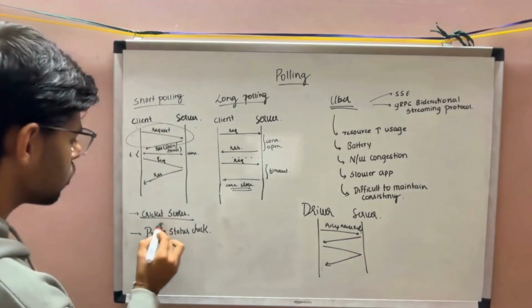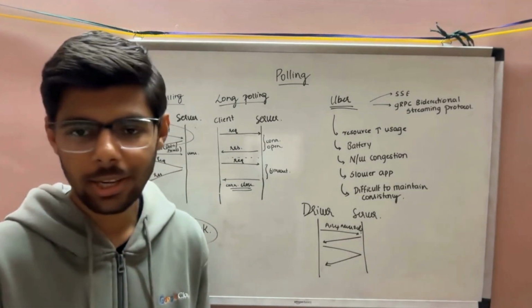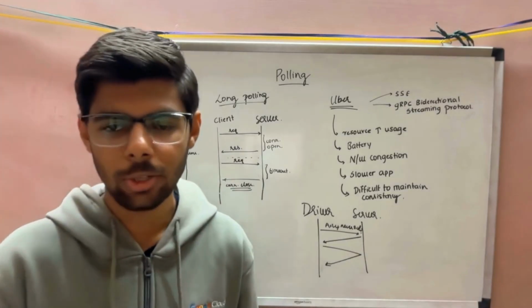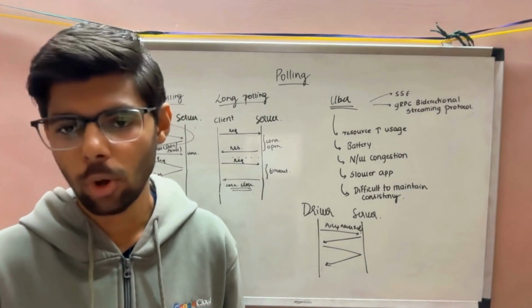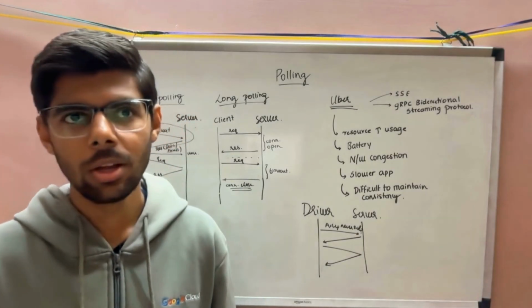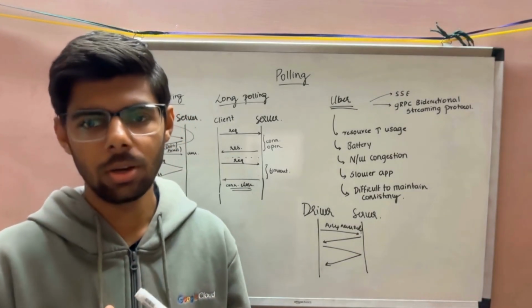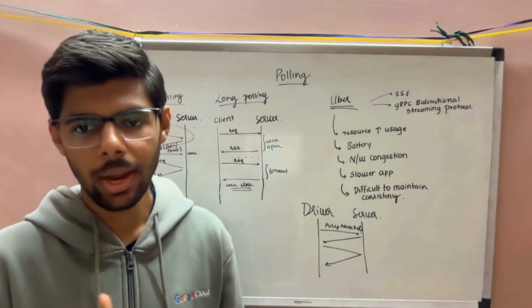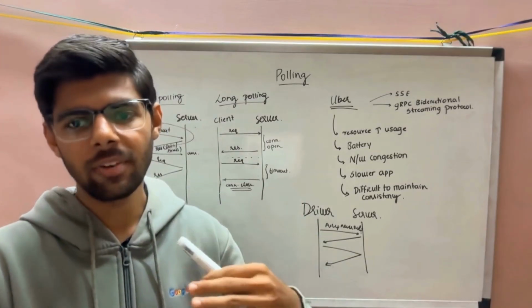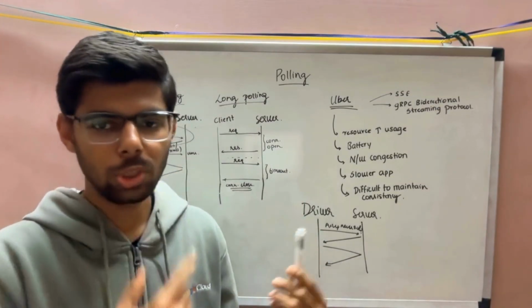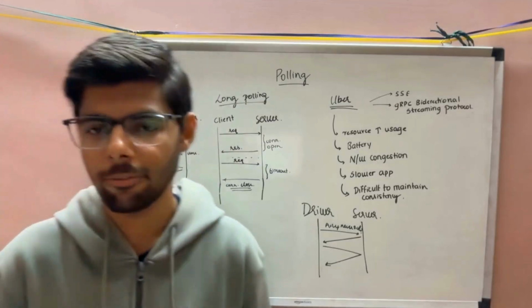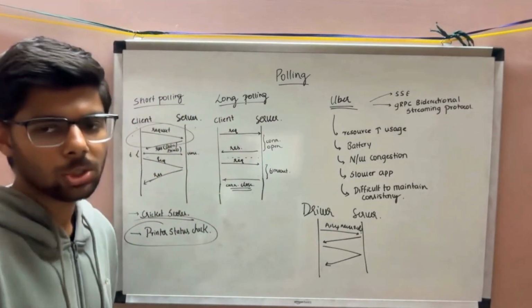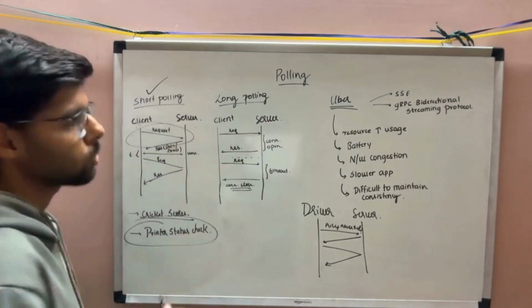Also, when it comes to a printer status check, to see if the printer is ready for the next print, it basically does polling. You check, is the printer ready? Is it busy? And you poll, and when the printer is ready, you can show that the printer is ready for the next print. So this is the use case of short polling.